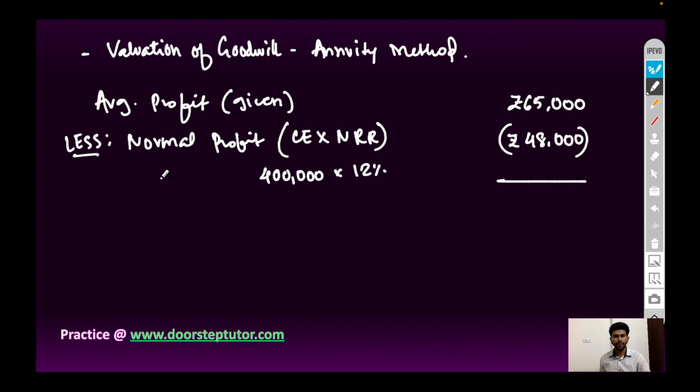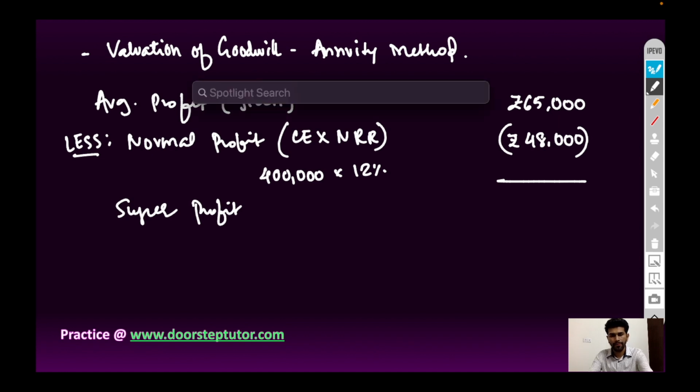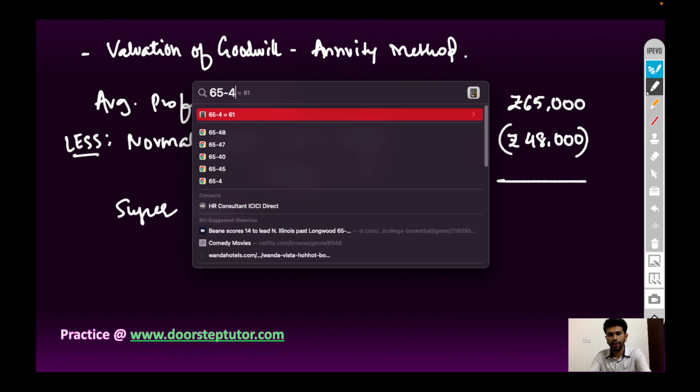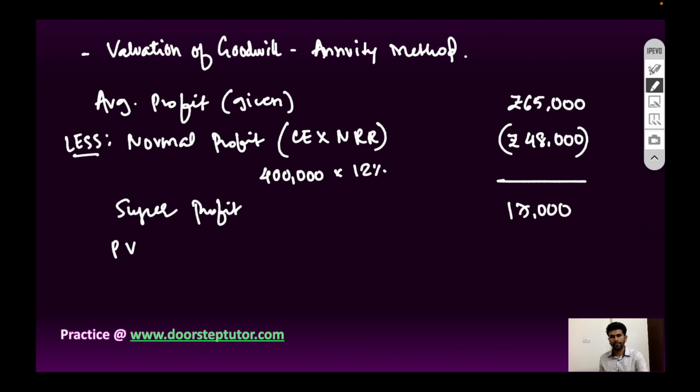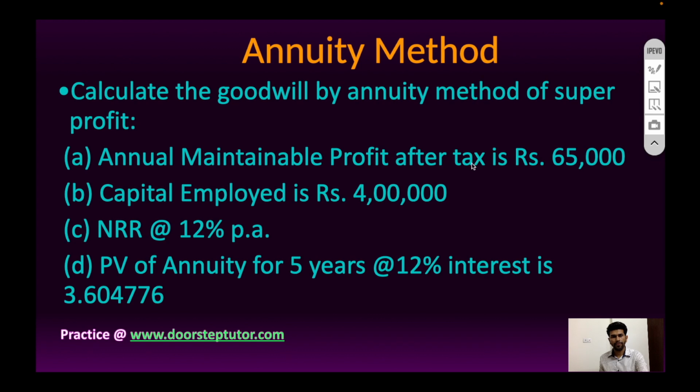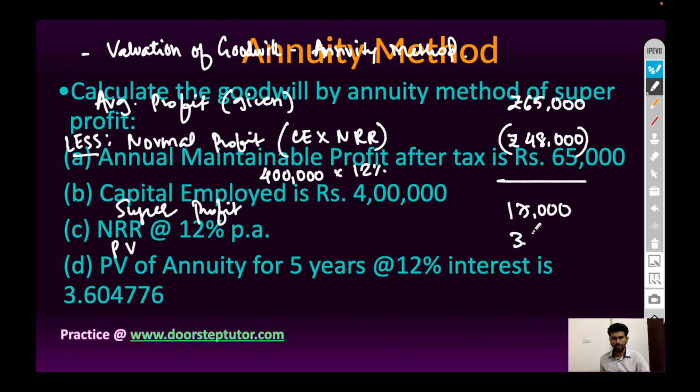The balance will be super profit: 65,000 minus 48,000, 17,000 rupees. Now present value is given, 3.604776.